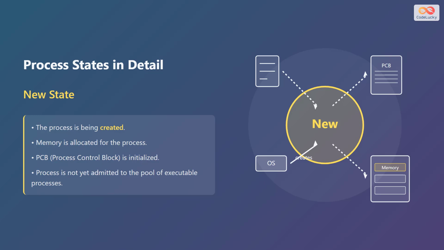Let's discuss the process states in more detail. First, we have the new state. This is where the process is being created. During this state, memory is allocated for the process and the process control block is initialized. But the process is not yet admitted to the pool of executable processes.